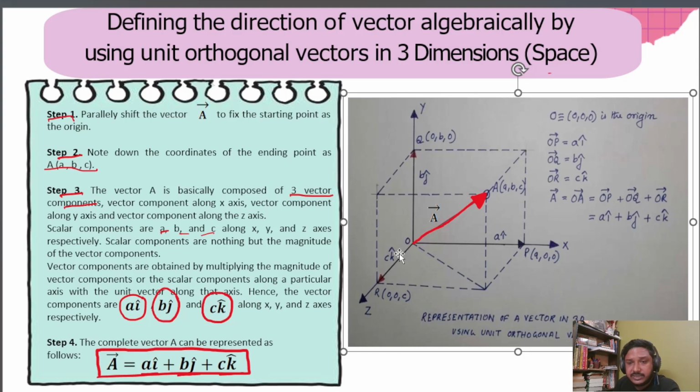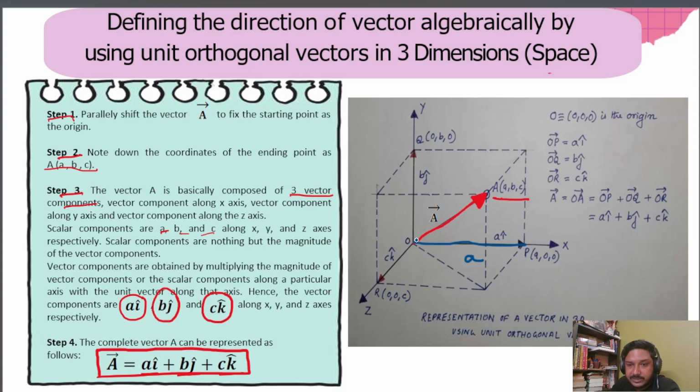Okay, now as one end starts at the origin, we find the coordinates of the other end, which is here. You can see that this is equal to a comma b comma c. That means this small a is basically the distance, let me show in blue color now. So this small a is basically the distance from O to this point P. This length is equal to small a.